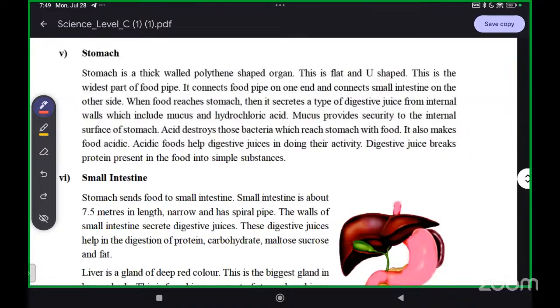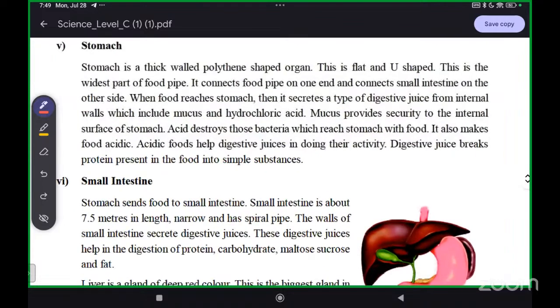Now, next we have the stomach. The food pipe is attached to your stomach. The stomach is a thick-walled, flat, U-shaped organ. This is the widest part of the food pipe, like the food pipe ends and then the stomach is there. It connects to the food pipe on one end and connects to the small intestine on the other side.